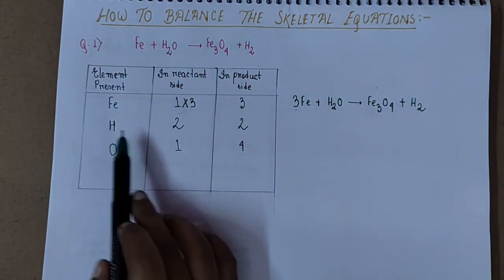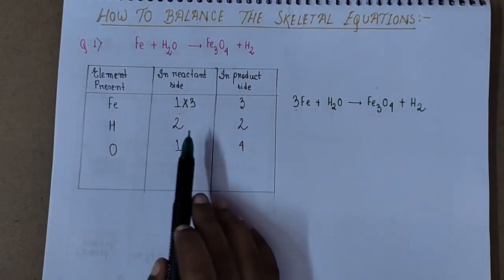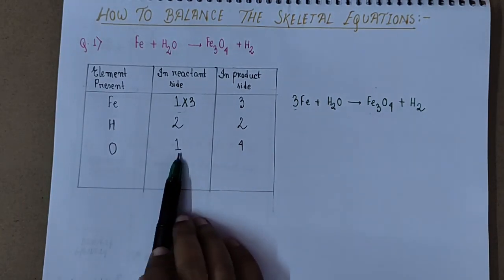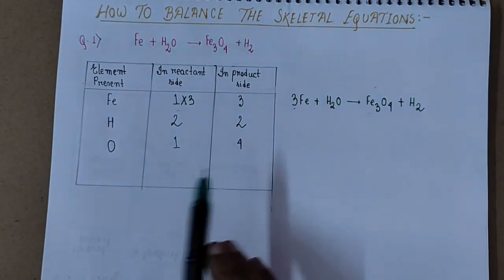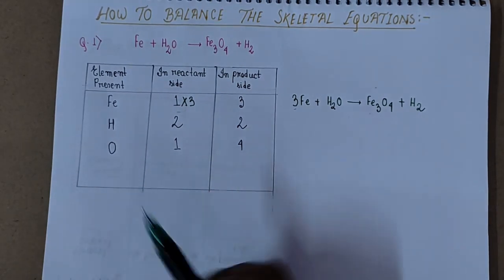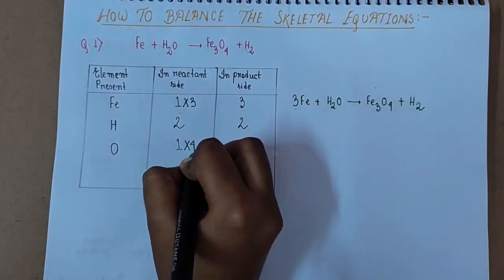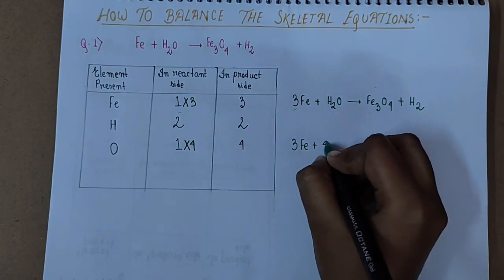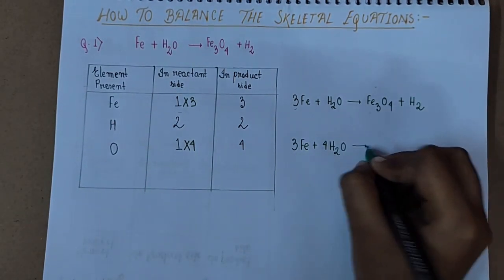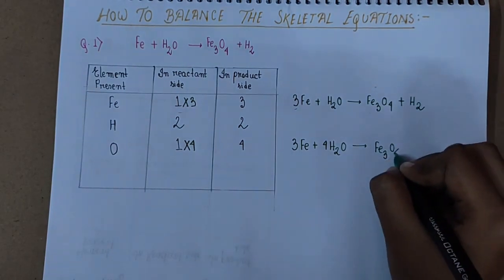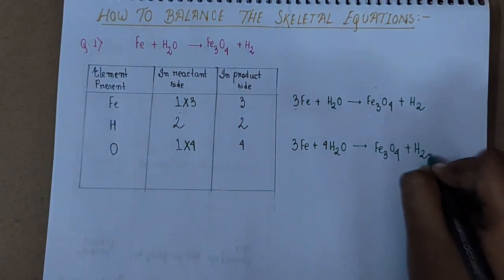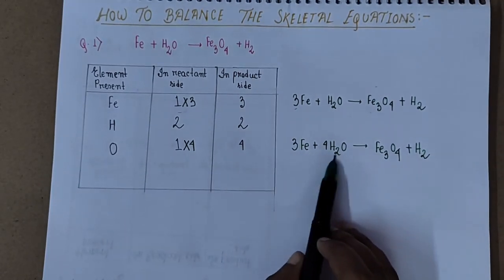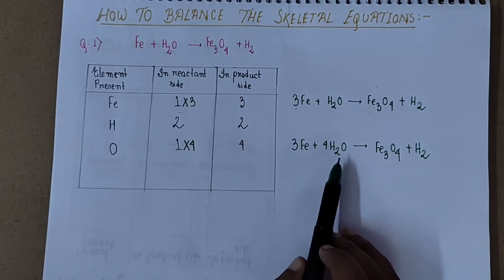Next, what to balance? Hydrogen is already balanced because the number of hydrogen atoms in both sides is 2. Now for oxygen, in the reactant side the number of oxygen atoms is 1 and in the product side this is 4. So we have to multiply the reactant side oxygen atoms with 4. So what should we get now? We should get 3 Fe plus 4 H2O gives Fe3O4 plus hydrogen. Now check, whenever we balance the reactant side oxygen with 4, the number of hydrogen atoms in the reactant side will also change accordingly.